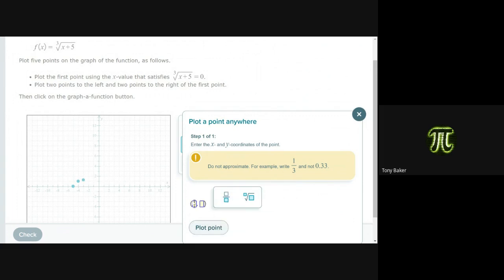And now we go the other direction. -6. -6 plus 5 is -1. The cube root of -1 is -1. Even or odd? Even though positive. Yes. Evens will make them positive. Odds will stay the same. And then if you do -7, -7 plus 5 is -2. So that's going to be the cube root of -2.